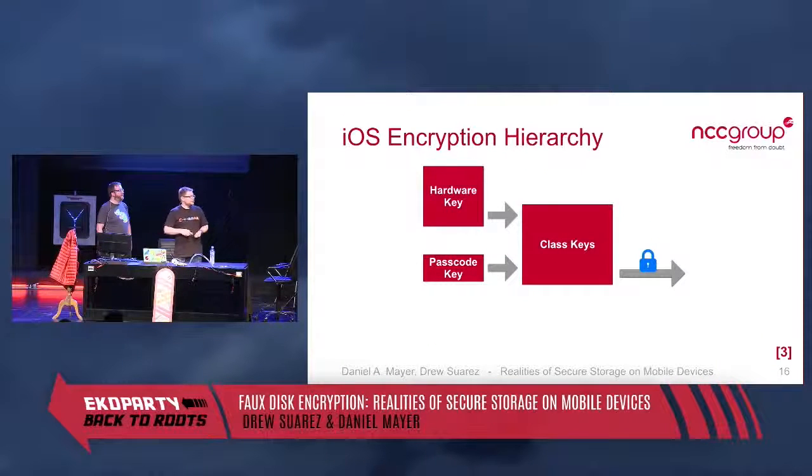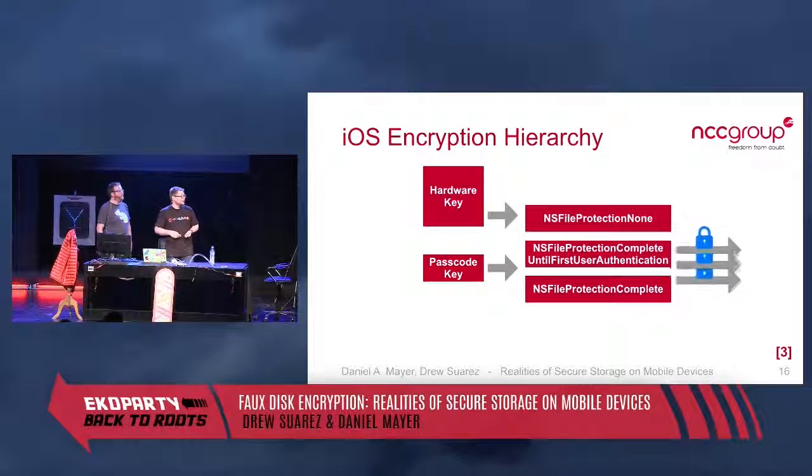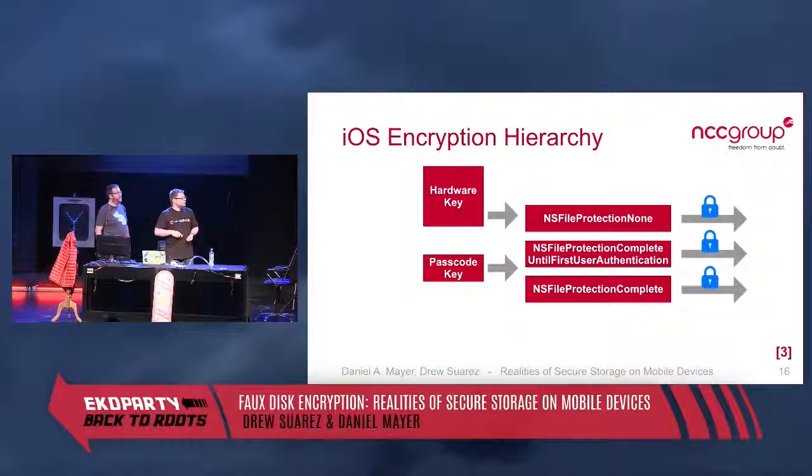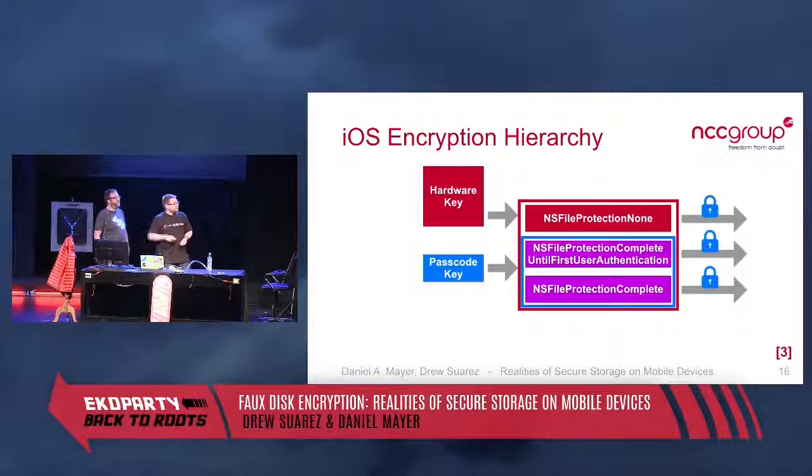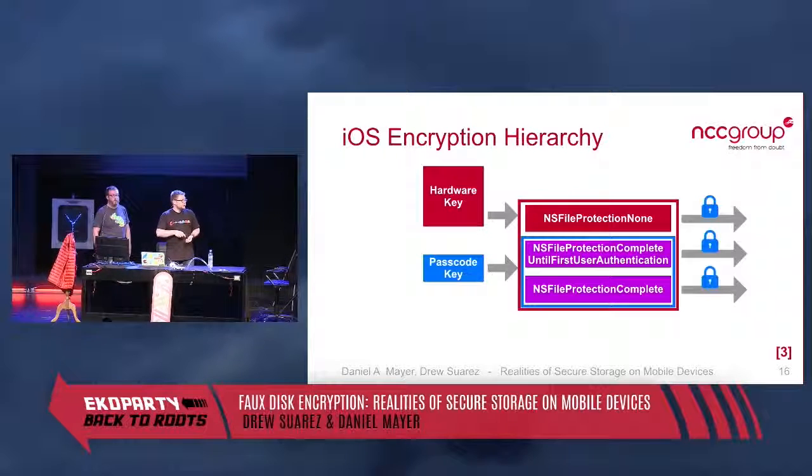So let's talk about the class keys here in the middle. If you look at these, there are actually 3 different kinds. The first one is called NSFileProtectionNone. The second one is NSFileProtectionCompleteUntilFirstUserAuthentication, and the last one is NSFileProtectionComplete. And what differentiates them is that the bottom 2 are tied to hardware and to the passcode, while the top one is only tied to the hardware. So this used to be the default for a while, and everything was tied to the device, but if you got the phone, you could decrypt everything you wanted.